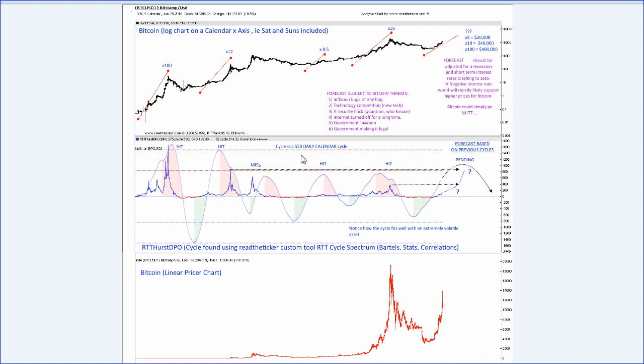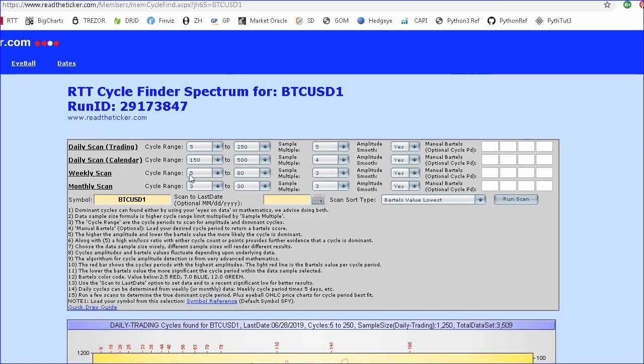Why? Because I experimented with a normal trading day price chart and it didn't get any success, so I switched to calendar. And as you know, Bitcoin trades 24 hours and it just suits. So the cycle searching for Bitcoin is better done on a calendar X scale time series price chart. So now we're using a calendar price chart. So I did a scan and we use our RTT readtheticker.com cycle finder spectrum, which looks a bit like this. We just load in some data, and as you see it has trading and calendar, I'm using daily.